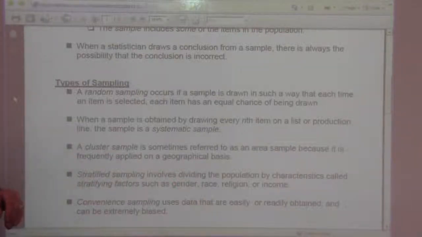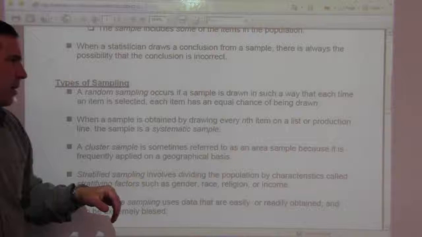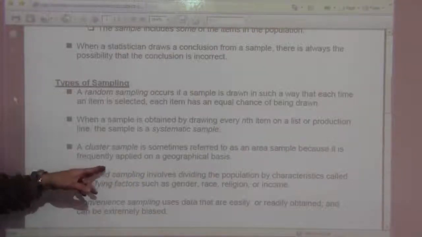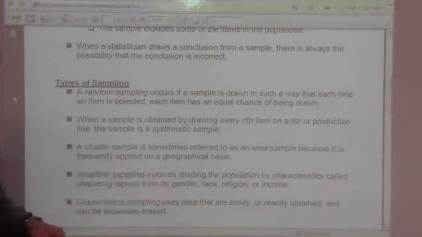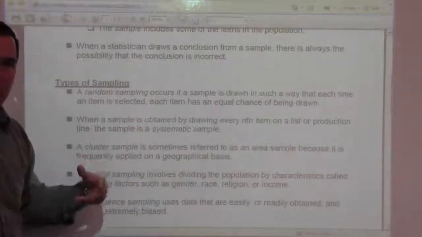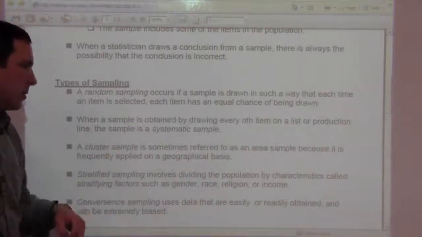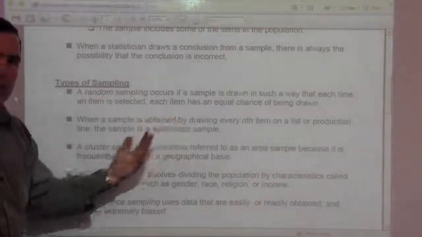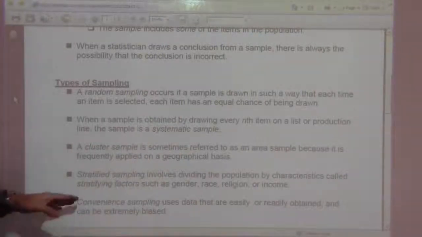A cluster sample is sometimes referred to as an area sample because it's frequently applied to a geographical basis. So if we were to poll people in Carson City versus Fallon versus Douglas versus Reno, those would be cluster sampling or geographic sampling.